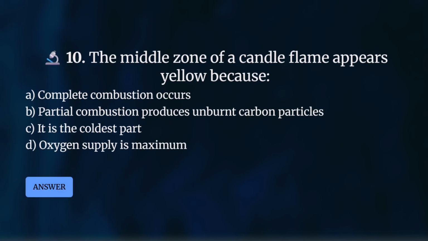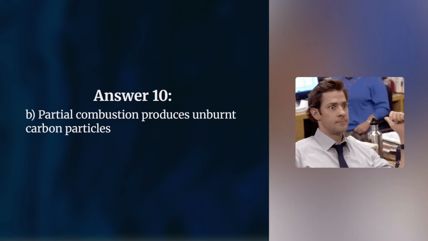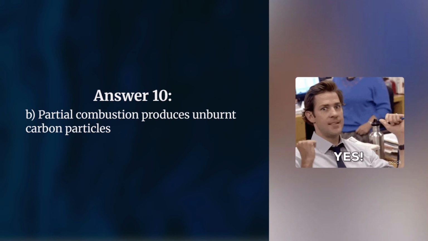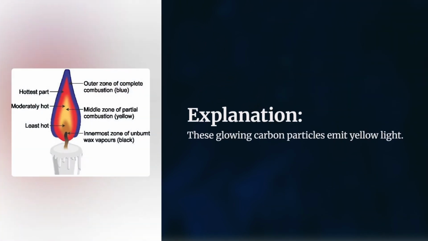Question number 10. The middle zone of a candle flame appears yellow because options are A. Complete combustion occurs, B. Partial combustion produces unburnt carbon particles, C. It is the coldest part, or D option, oxygen supply is maximum. The correct answer to the question is partial combustion produces unburnt carbon particles. These glowing carbon particles thereby emit yellow light.